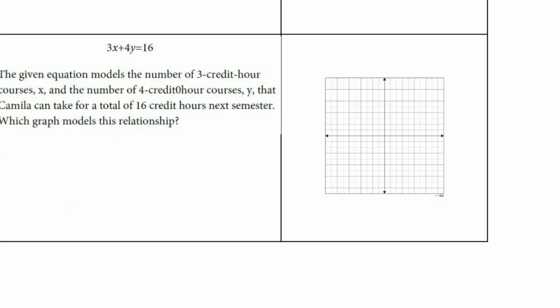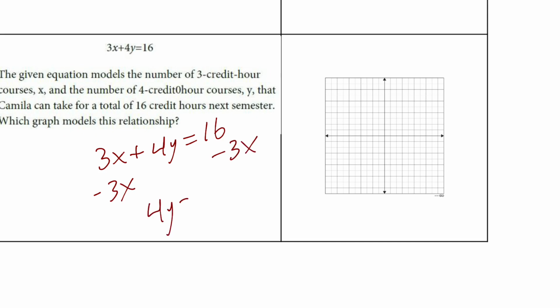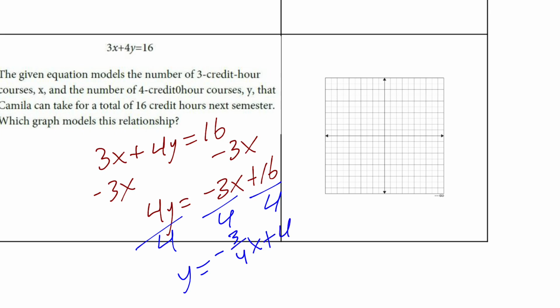If I wanted to graph this, I could plug in zeros, but I think they want me to solve for y first. So if I subtract 3x from both sides, I have 4y is equal to negative 3x plus 16. If I divide everything by 4, I have y is equal to negative 3/4 x plus 4.